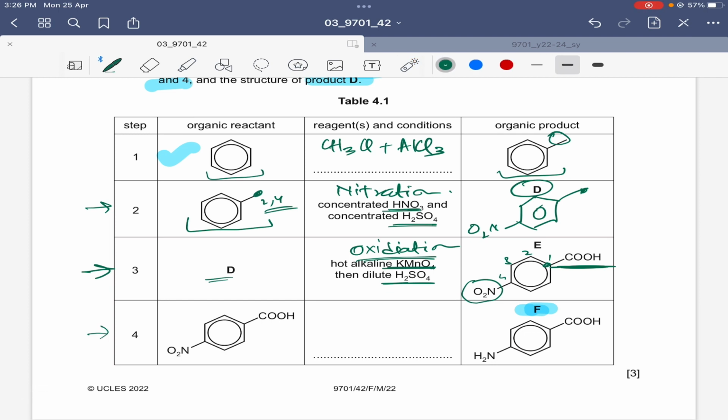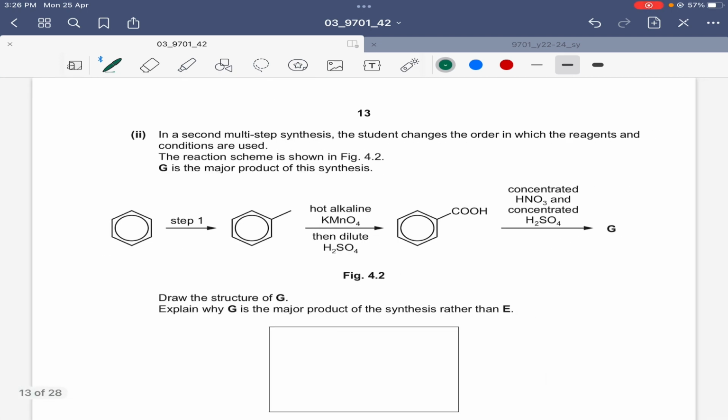So in reaction 4, what is happening is that the COOH group is in its place. NO2 is being changed into amine. So that means it is reduction, right? And for the reduction of nitrobenzene, the reagent is tin and concentrated hydrochloric acid, right? And we have to heat this reaction mixture. So we get this amine group, right? So these are all the reagents and conditions and structures that we have to draw.